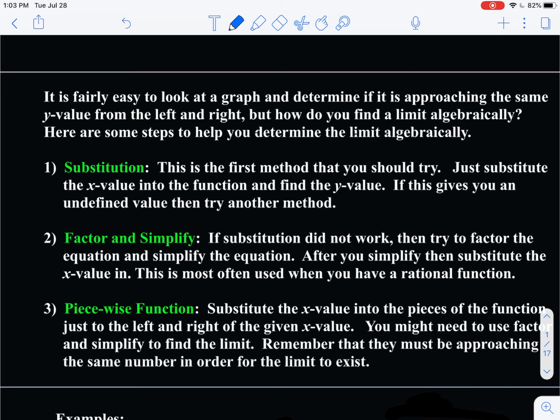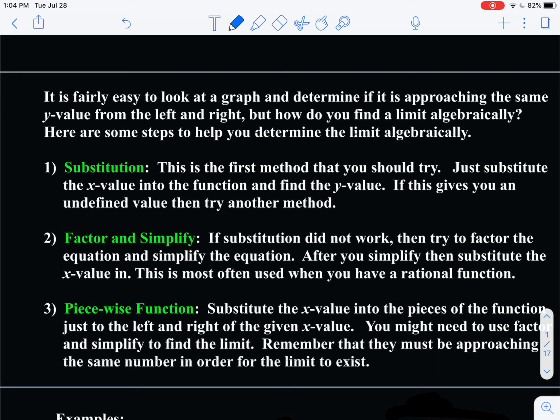First step, always just try substitution. If you plug in the value that x is approaching in for x, and it gives you a defined value, then that's it. If it doesn't, then we can factor, simplify, multiply by a conjugate to see if it produces a defined value.